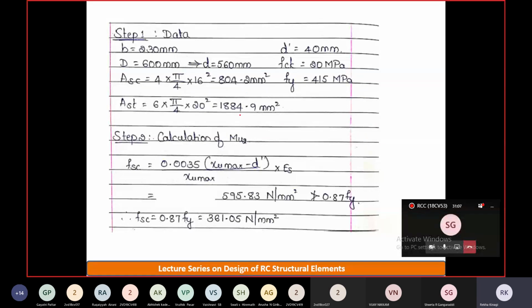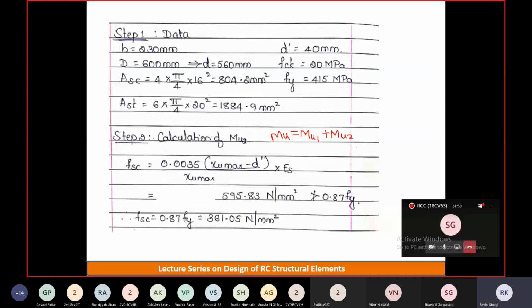And now we need to calculate what? The live load. In order to calculate the live load, we need to have the moment of resistance. So how can we calculate the moment of resistance? Again, Mu is equal to Mu1 plus Mu2.